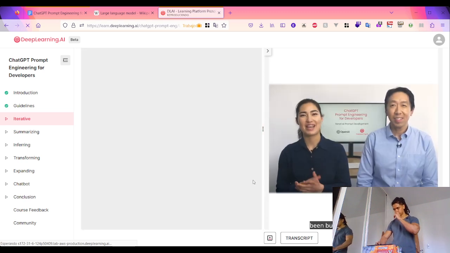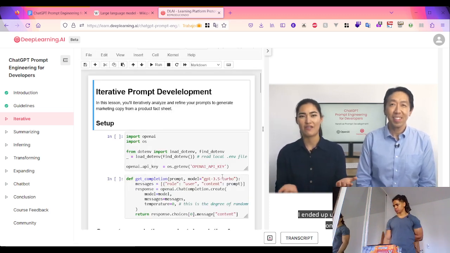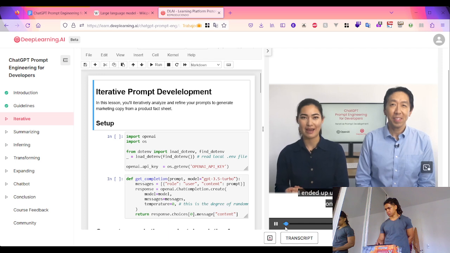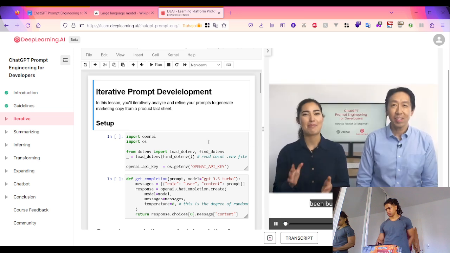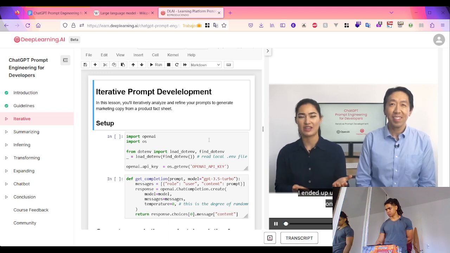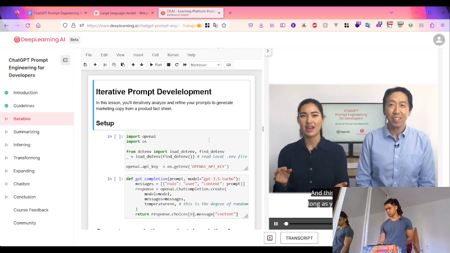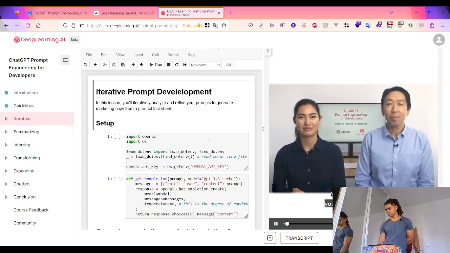When I've been building applications with large language models, I don't think I've ever come to the prompt that I ended up using in the final application on my first attempt. And this isn't what matters. As long as you have a good process to iteratively make your prompt better, then you'll be able to come to something that works well for the task you want to achieve.